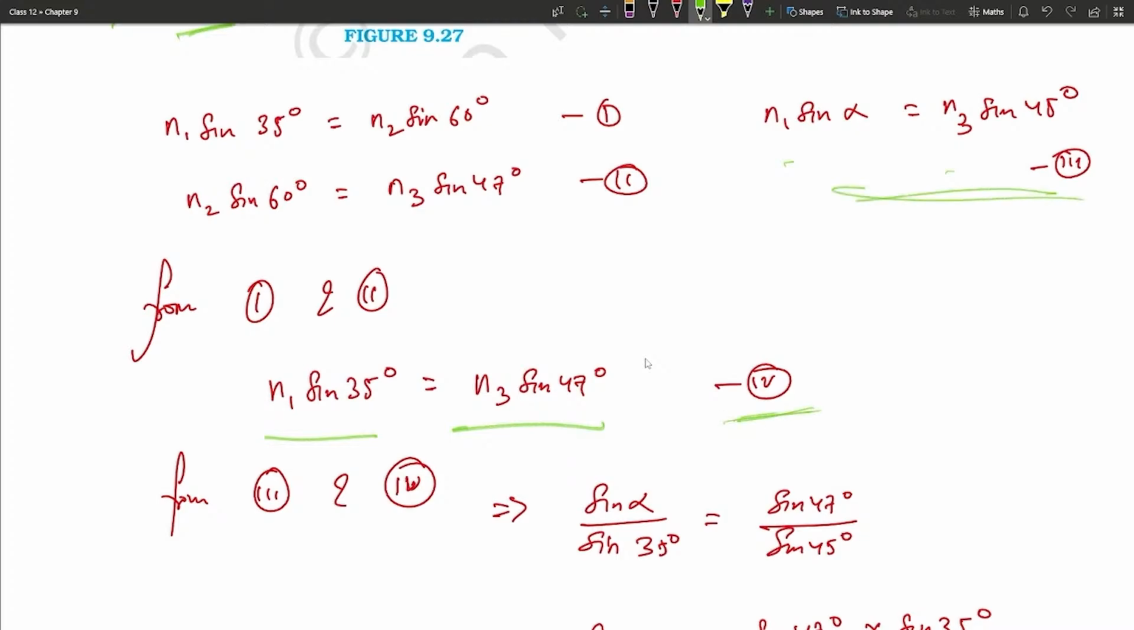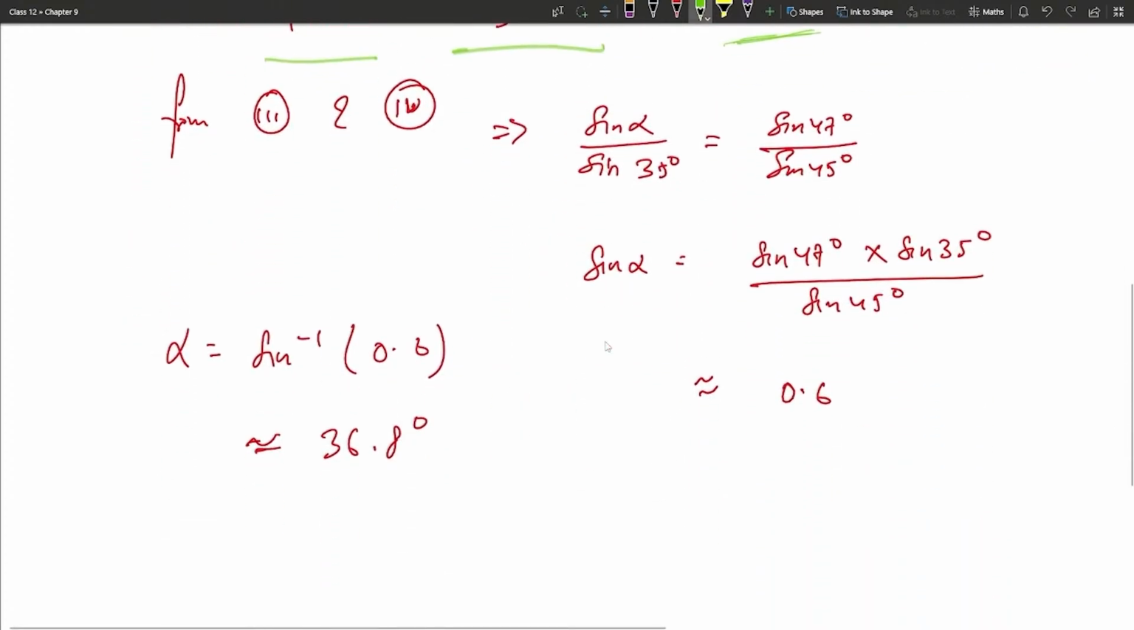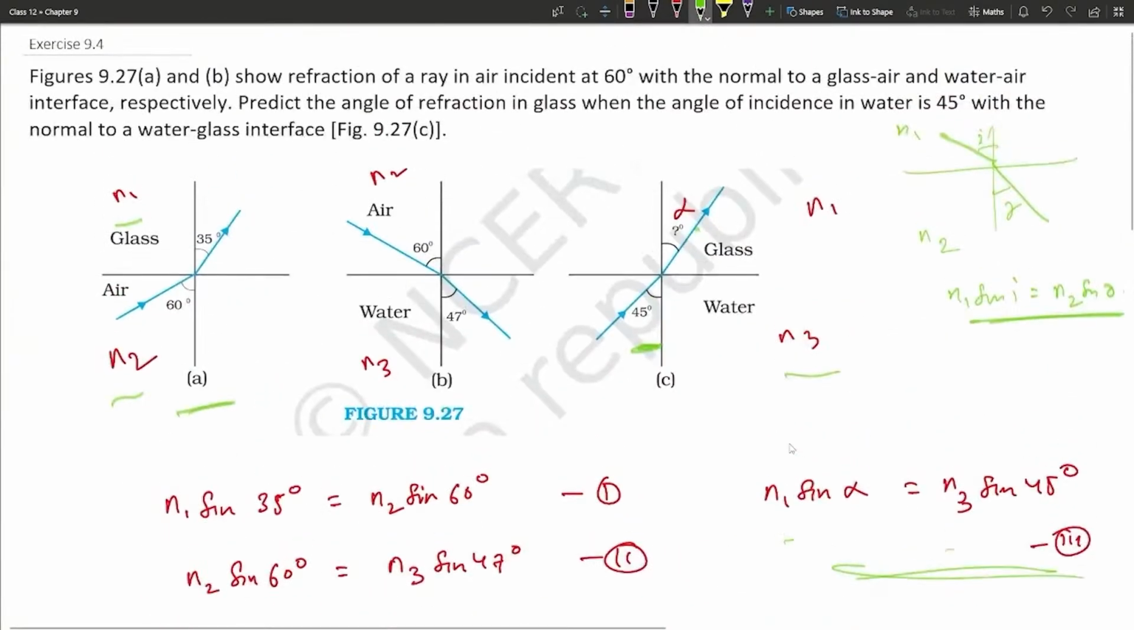Now we will use this and the third equation to find out the value of sine alpha, because we can cancel out N1 and N3 from these two equations. By dividing equation 3 by 4, we get sine alpha by sine 35 degrees is equal to sine 47 degrees by sine 45 degree. Now substituting the values, we get sine alpha approximately equal to 0.6, and if we take the inverse, we get a value of 36.8 degrees. So the value of alpha is approximately 36.8 degrees.